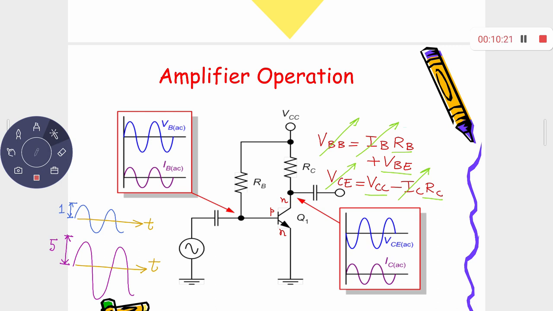Now our job here is to establish some non-zero DC base current, non-zero DC collector current, and accordingly non-zero DC collector emitter voltage. And there are several other mechanisms for that. This second is a very fundamental one. Okay.